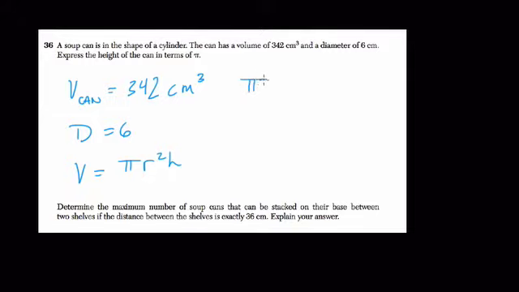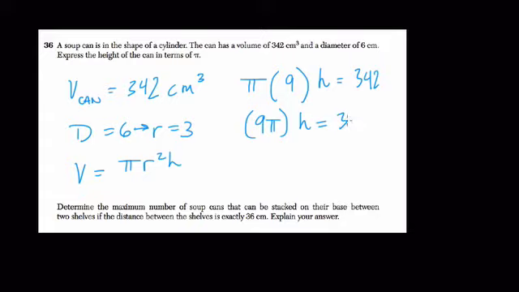So we know that pi r squared, well, if the diameter is 6, then the radius equals 3. So the radius squared is just 9, times the height. It's going to get us 342 centimeters cubed. And I'll leave the units out of this instead of including them on both sides. So anyway, we have 9 pi h equals 342. So there, 9 pi is just a number. So you can think of this as 9 times pi times h equals 342.